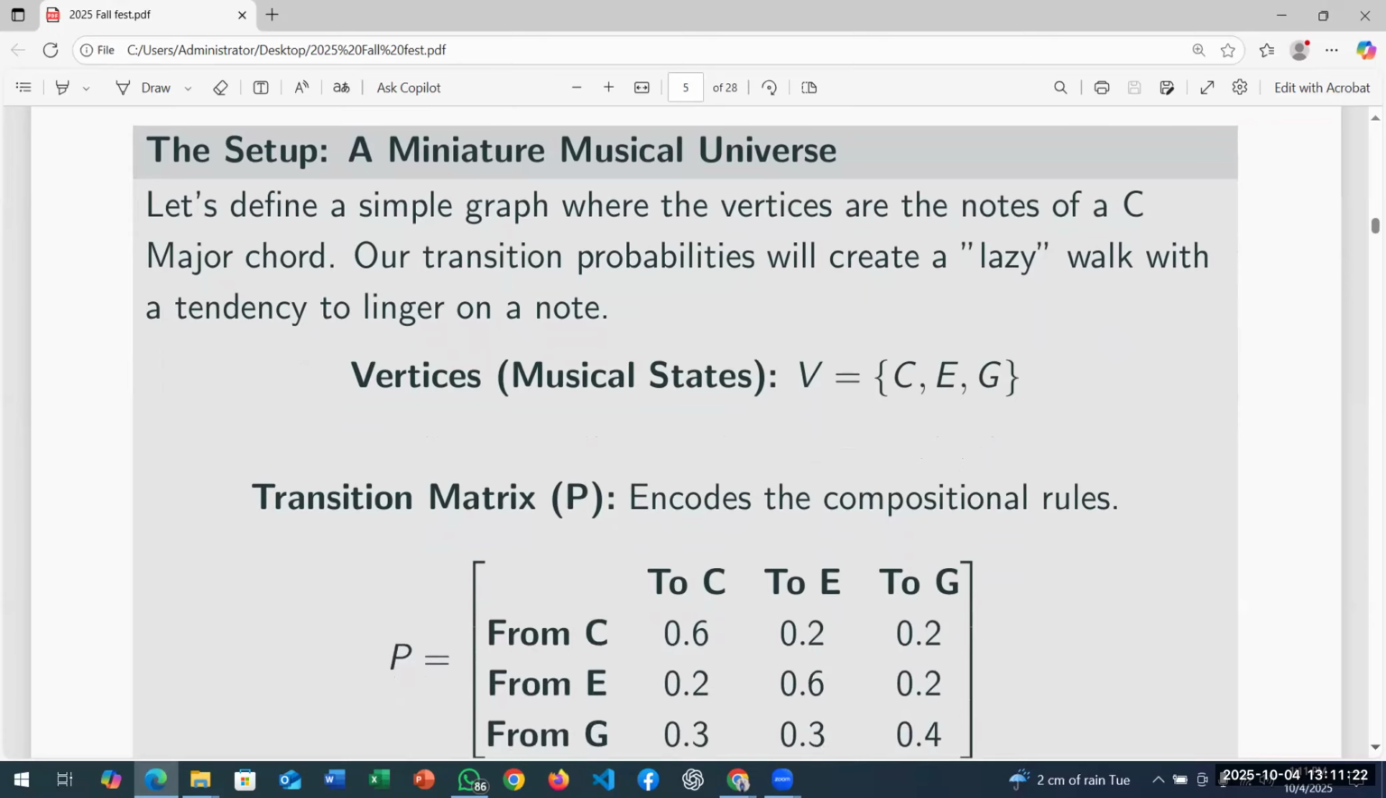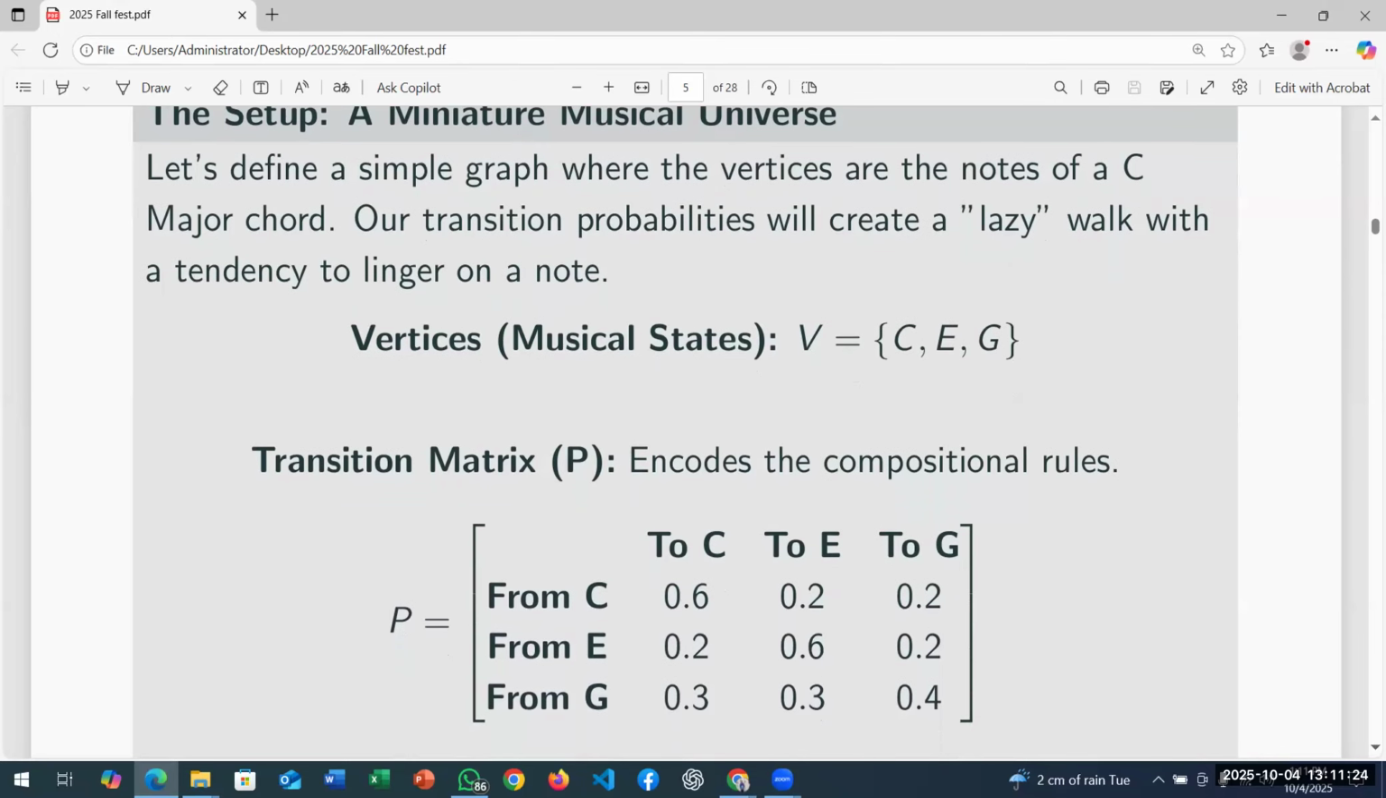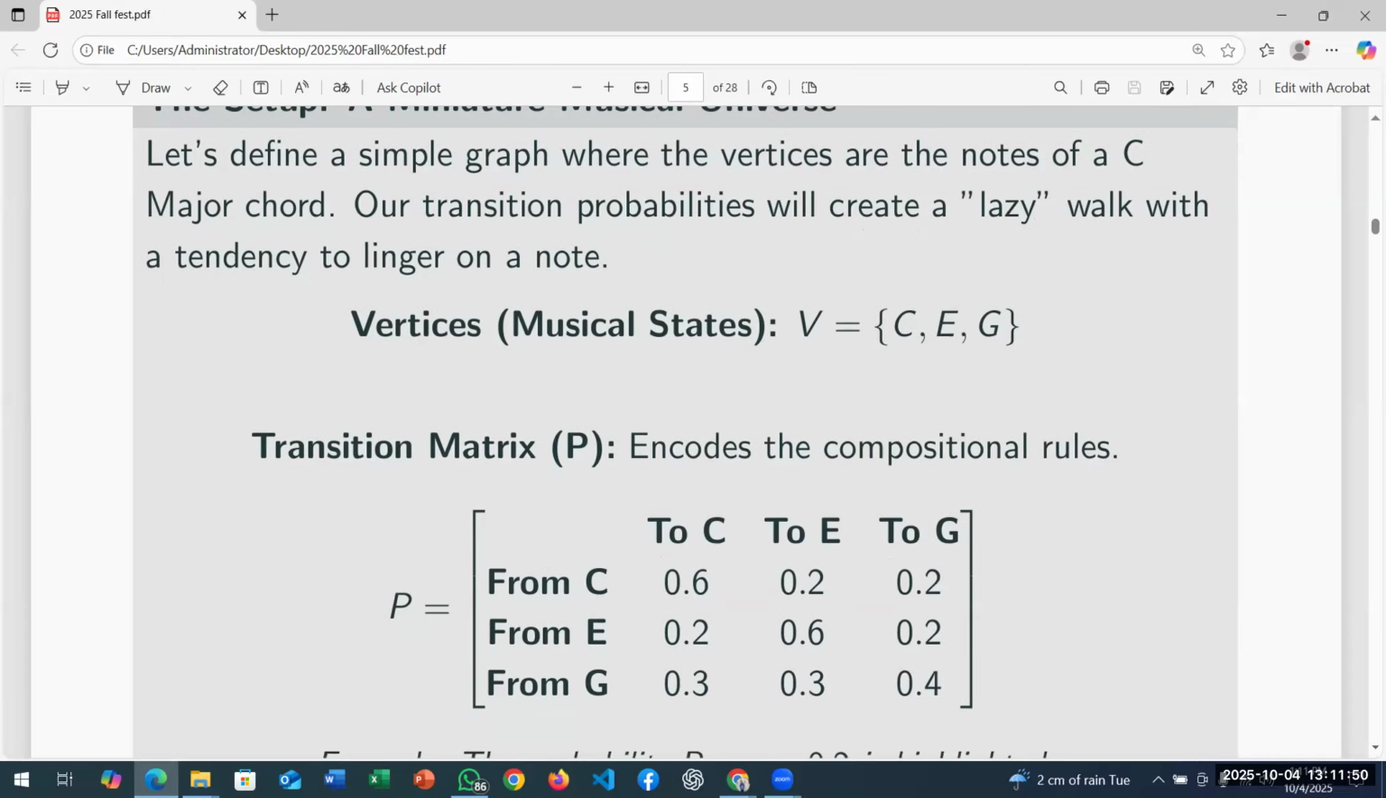Let's say I pick a vertex to be a chord, CEG. This is what we mean by a chord. If you have any music enthusiast, we understand that this is a chord. C here represents do. This E represents mi. This G represents so. We call it do mi so. It's a chord. We use it to back up a song.